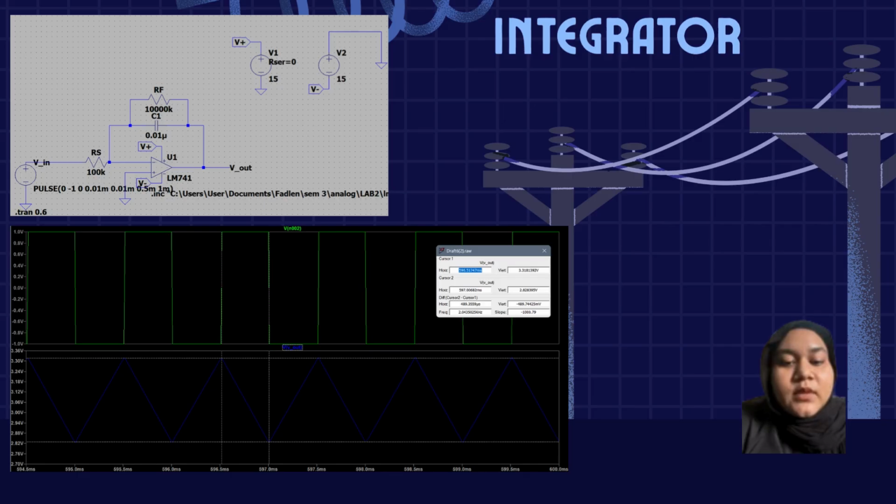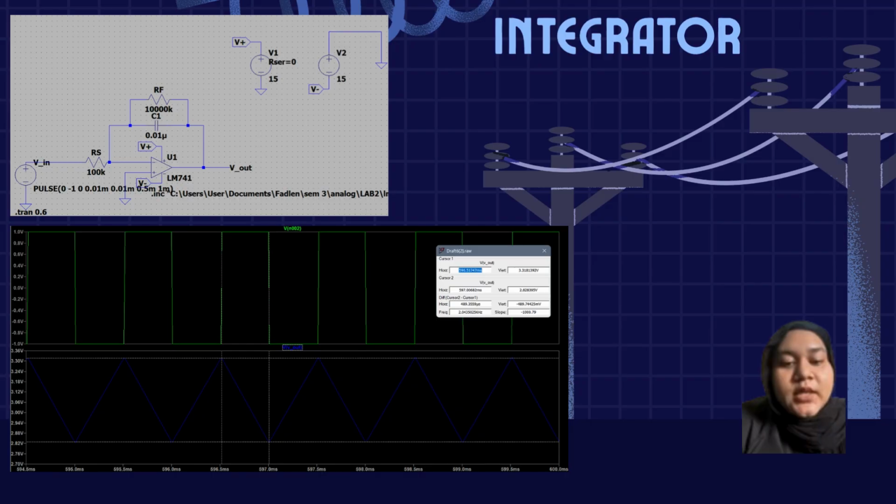Then, the differential input offset voltage caused the output to drift over time, especially because the integrator has high gain at low frequency. Bias current charging the capacitor introduced additional unwanted slope in the output.